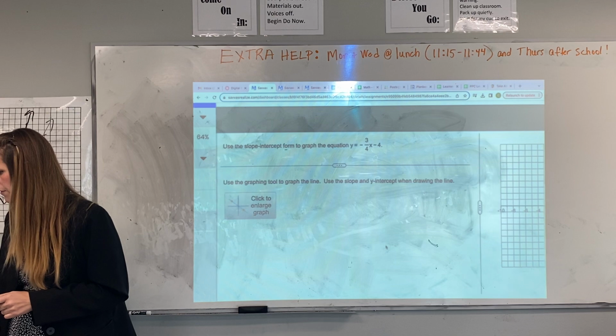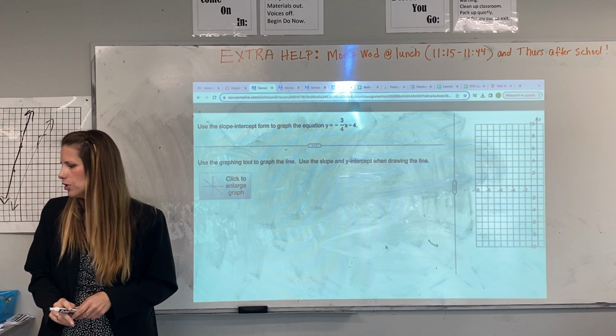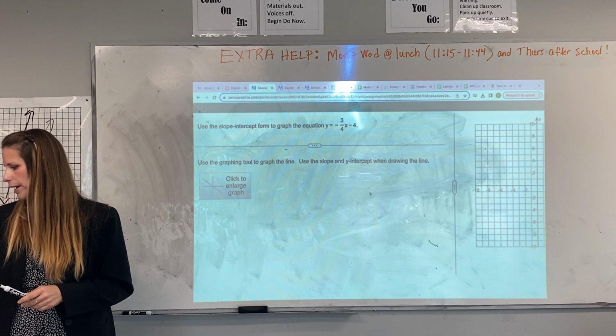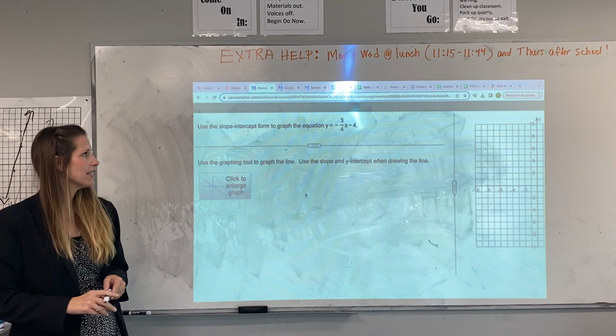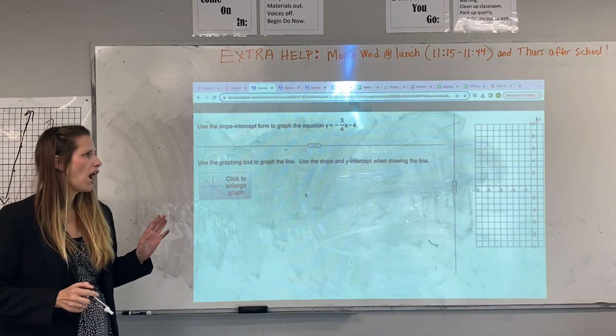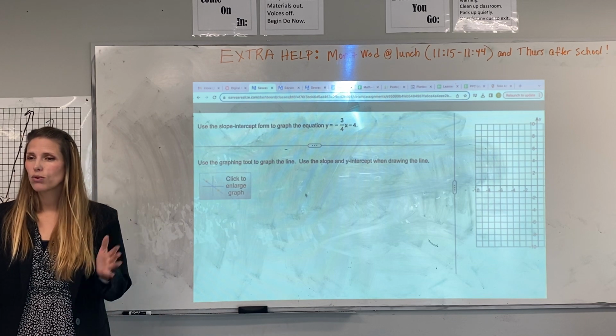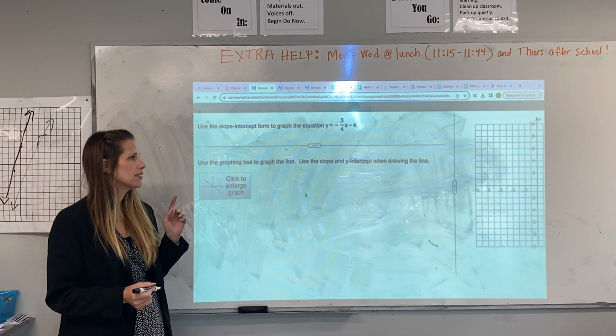Okay, we're going to graph this line. It says use slope-intercept form to graph the equation y equals -3/4x minus 4. I'm going to do this example. You guys might have different examples, and that's okay. The process is the same.